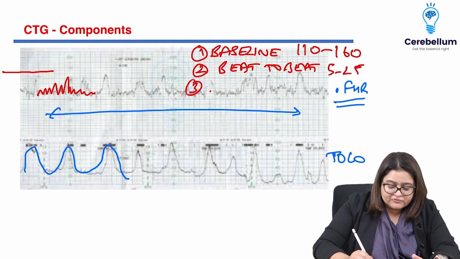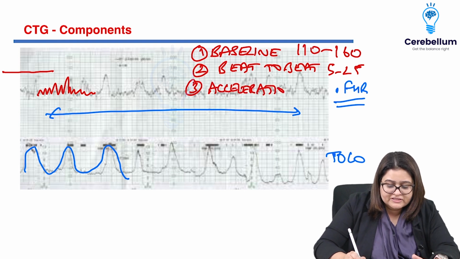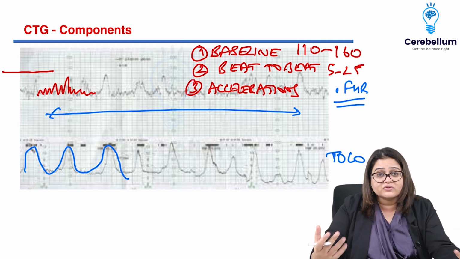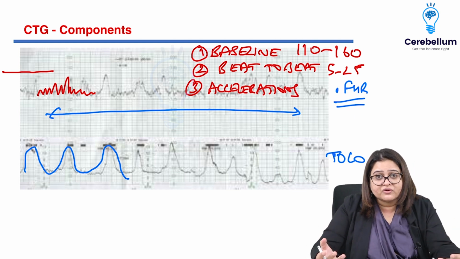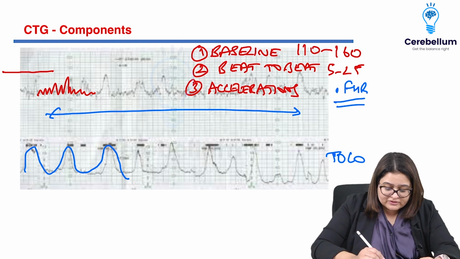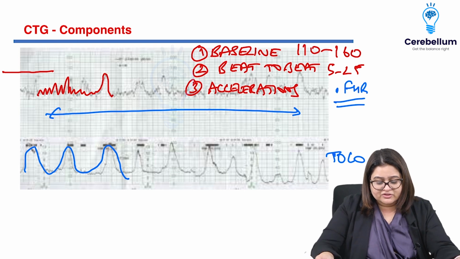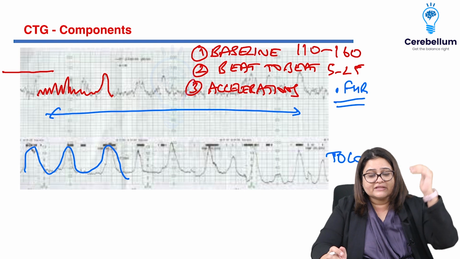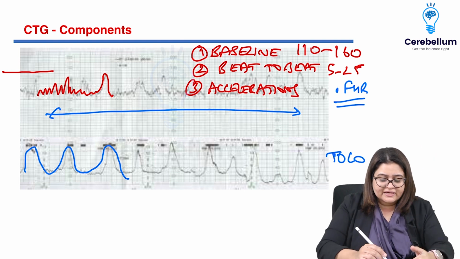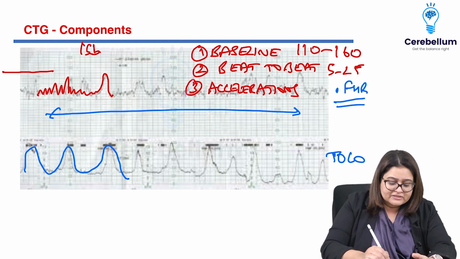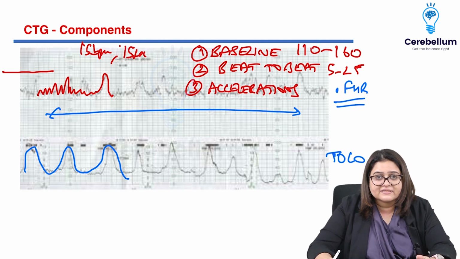The third thing we look for are accelerations. Accelerations, if seen on a CTG, are always a good thing. They are reassuring that the baby is fine. Can you see this here? This is an acceleration. It is a rise in the fetal heart rate above the baseline by at least 15 beats per minute, lasting for at least 15 seconds.